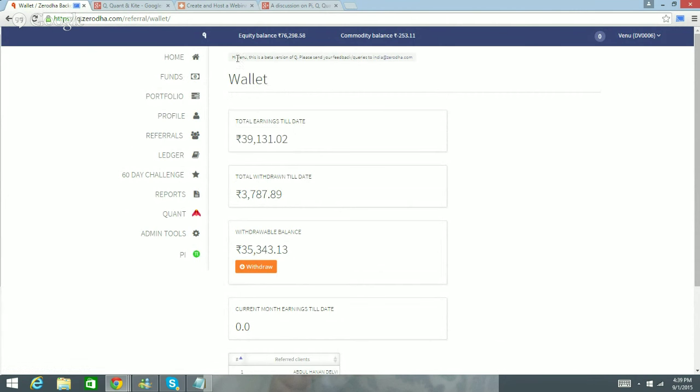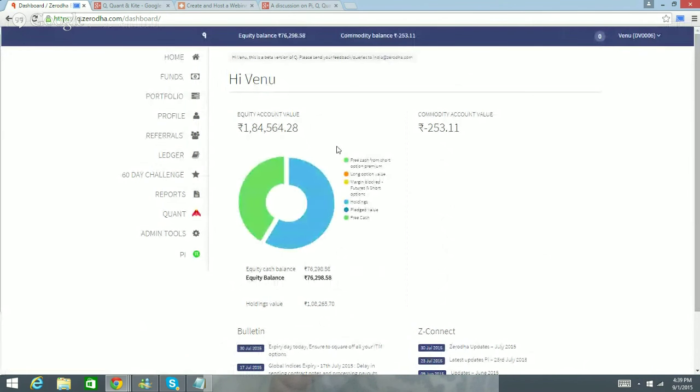So right now in Venu's account, you can see he's kept some cash. The free cash shows as a green piece on the donut. For each of the colors we have a code next to it. Free cash from short option also shows as green, but as a green piece sticking out. All long option value is shown as dark brown, and margin blocked for F&O as yellow.